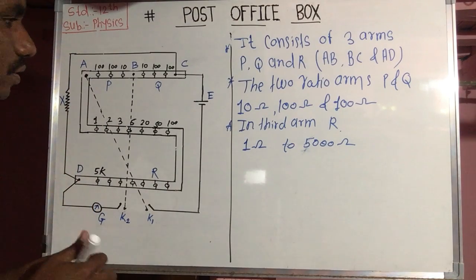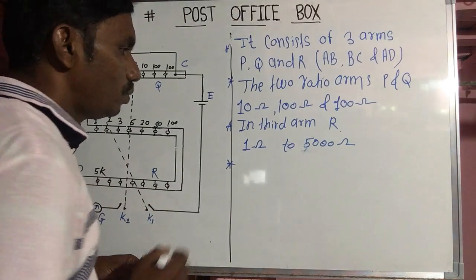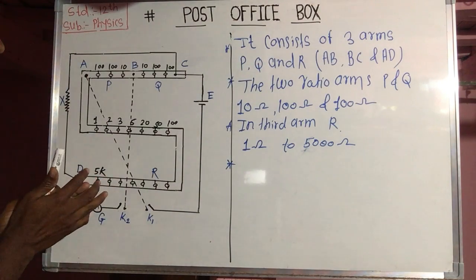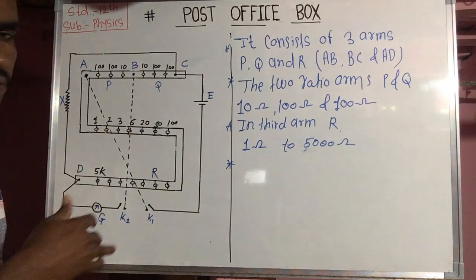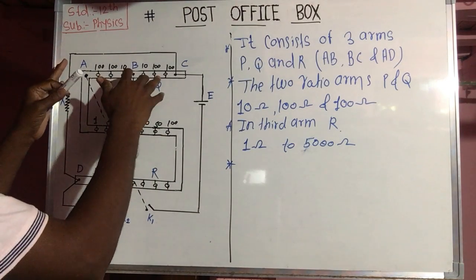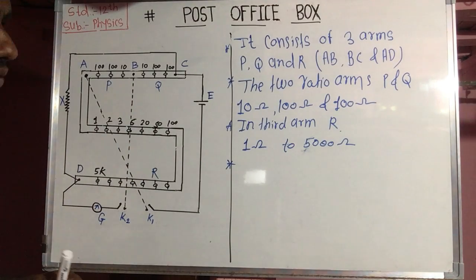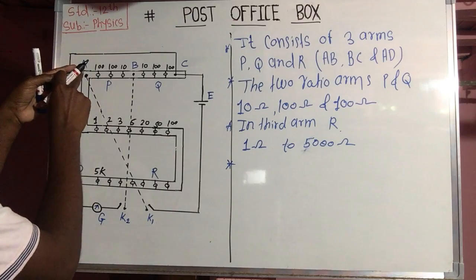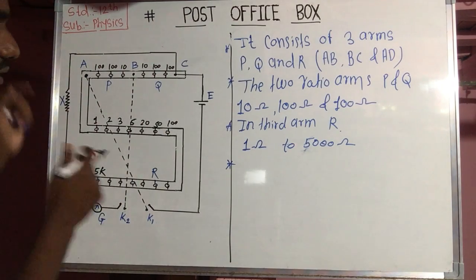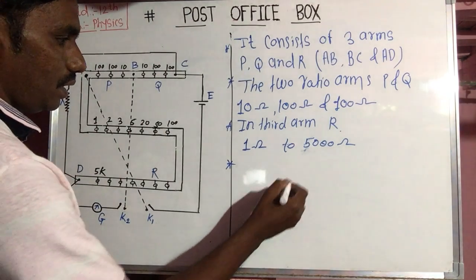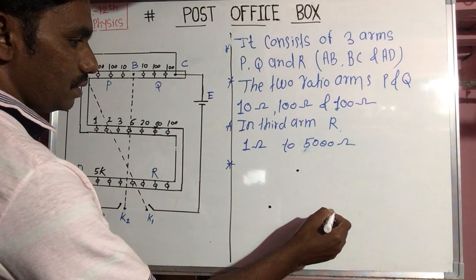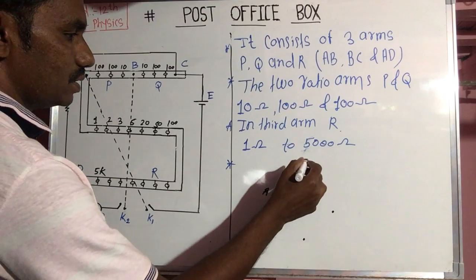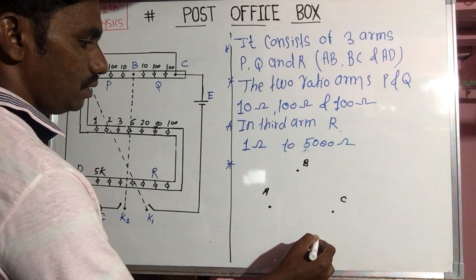Next, this circuit is just like a Wheatstone bridge. Then how do we draw this circuit as a Wheatstone network? First mark the points A, B, C and D. So this one is A, this one is B, this one is C, and this one is D.